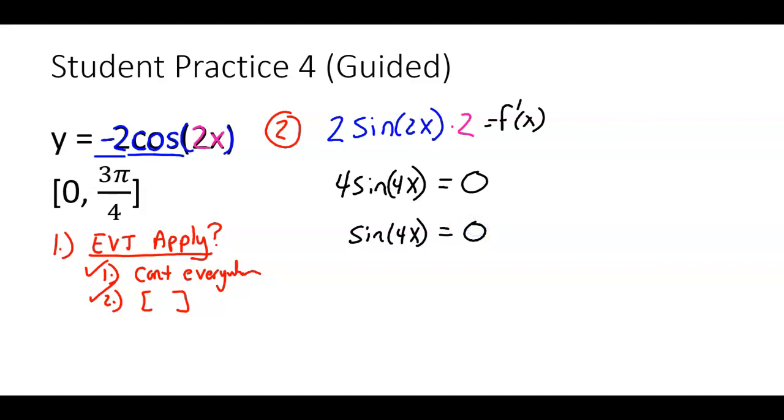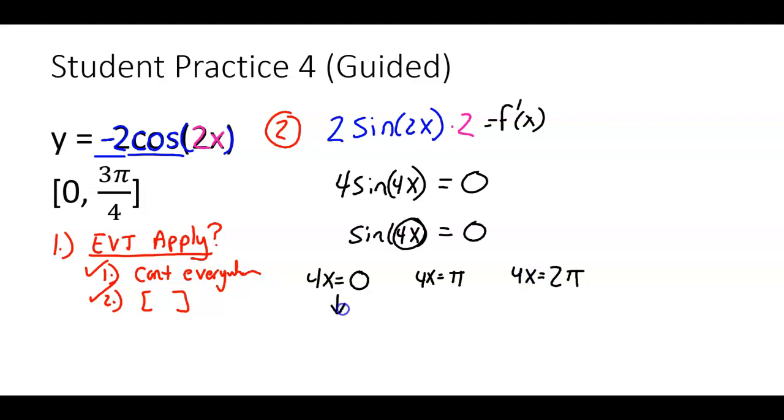Next, I want to find out where sine equals 0. So if you get out your trig chart and find the angles for which sine is equal to 0, you will find that sine is equal to 0 at 0, at pi, and at 2 pi. So there are 3 places on one revolution around the unit circle where sine is equal to 0. That means that 4x can be equal to 0, pi, or 2 pi.